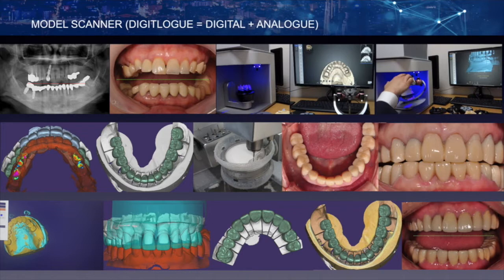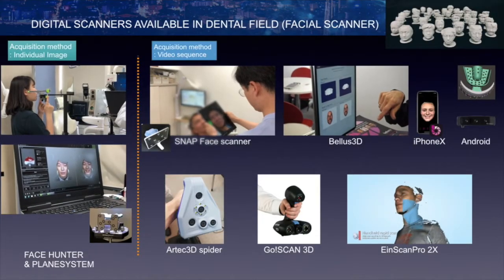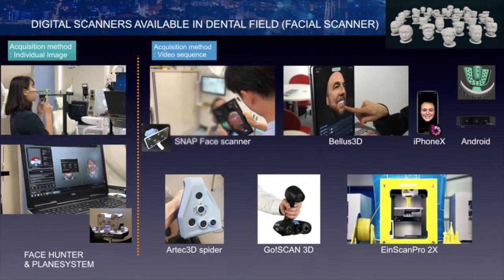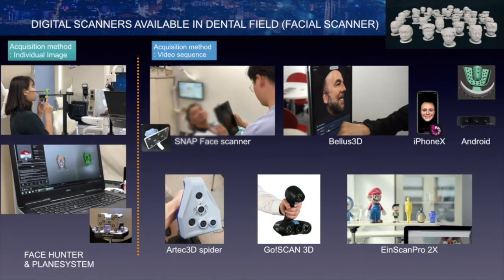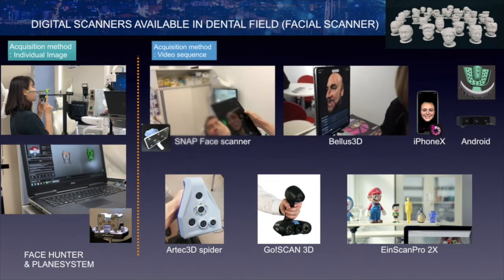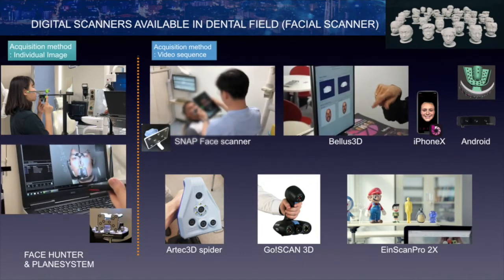I test the provisional restoration with optimal occlusion in the patient's mouth. The shape of the provisionals is accurately duplicated by double scanning of provisionals and abutment teeth. Facial scanners have begun to be used with intraoral scan data and have become more versatile. Recently, low-cost equipment are introduced and can be easily applied to the clinic.